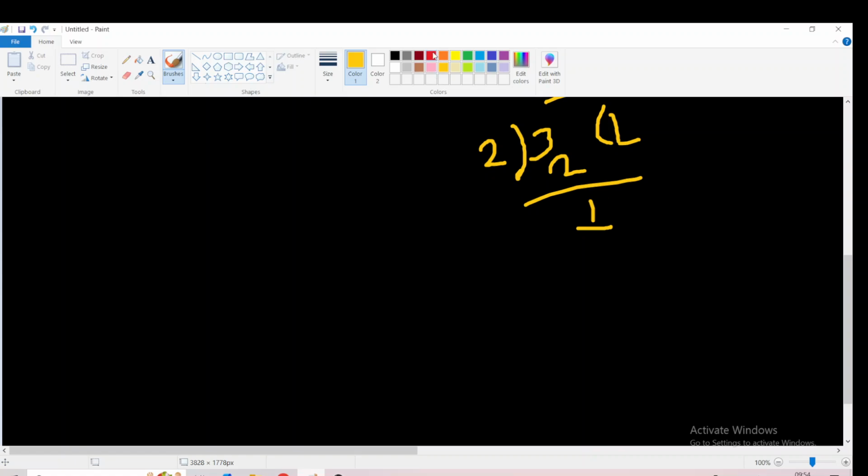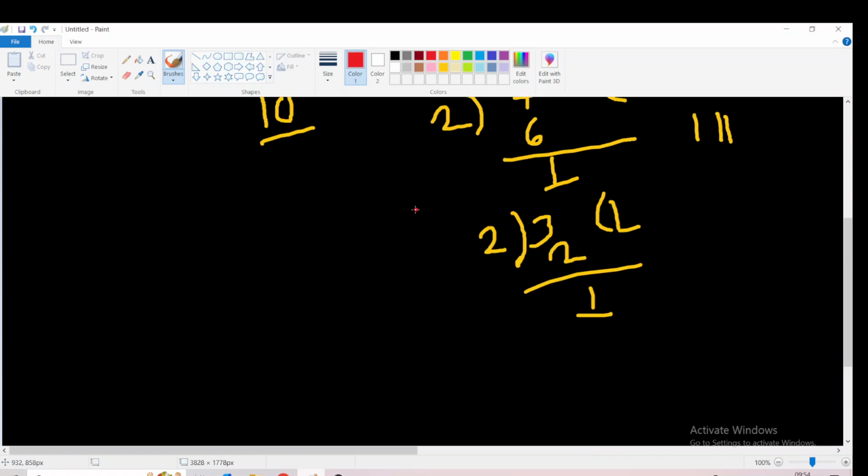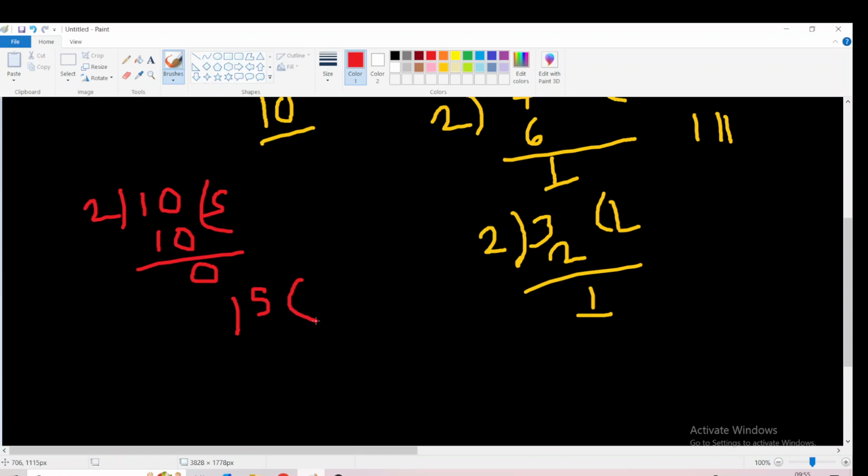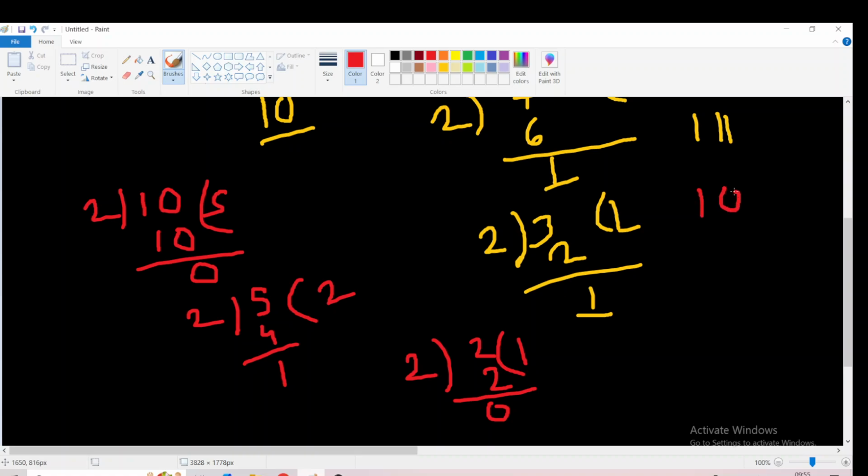Let's take another example. This is quite straightforward and well known to you, but again I am going to explain this. Let's divide 10. If we divide 10 by 2, then we get quotient 5 and remainder 0. Now if we divide 5 by 2, then we get quotient 2 and remainder 1. Now if we divide 2 by 2, then we get quotient 1 and remainder 0. Then our value is becoming, if we represent it in base 2 format, 1 0 1 0.